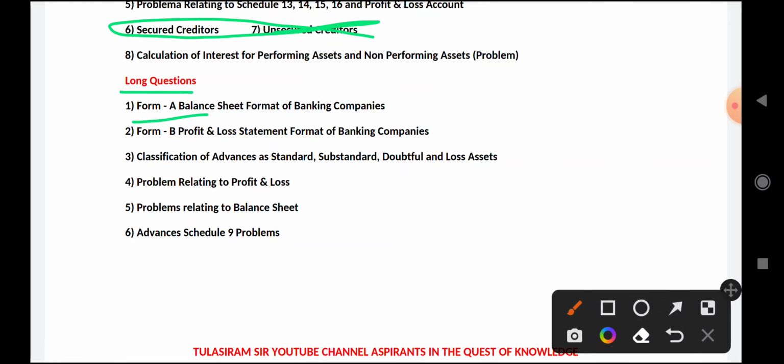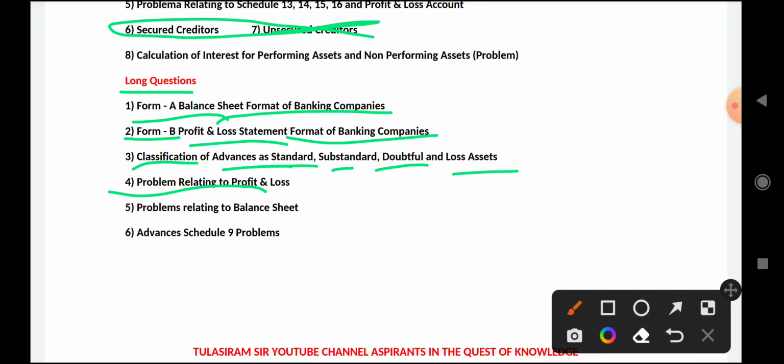Long questions: Form A balance sheet of banking companies, Form B profit and loss account of banking companies you need to do. Classification of advances as standard assets, substandard assets, doubtful assets and loss assets. Classification is there when you will consider it as standard, substandard, doubtful and loss assets, and related how you will consider provision for bad debts relating to it, that is also you need to remember. And problems relating to P&L account, problems relating to balance sheet and problems relating to advances.